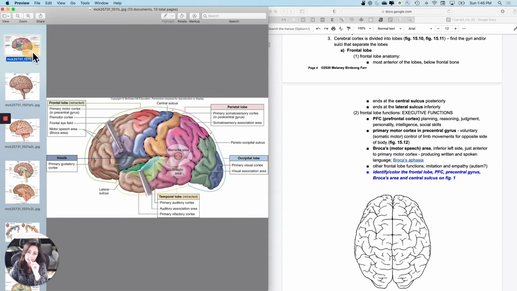So it is responsible for producing written and spoken language. If that area gets damaged, what happens is you know the word in your head, but you cannot get it out. You can't necessarily write it dependably or say it dependably. When that occurs, it is called Broca's aphasia. Aphasia is a speech disturbance, and there's all different kinds of aphasia.